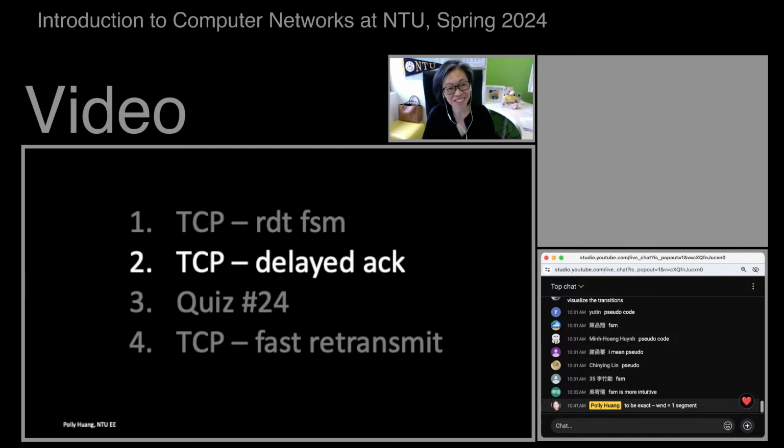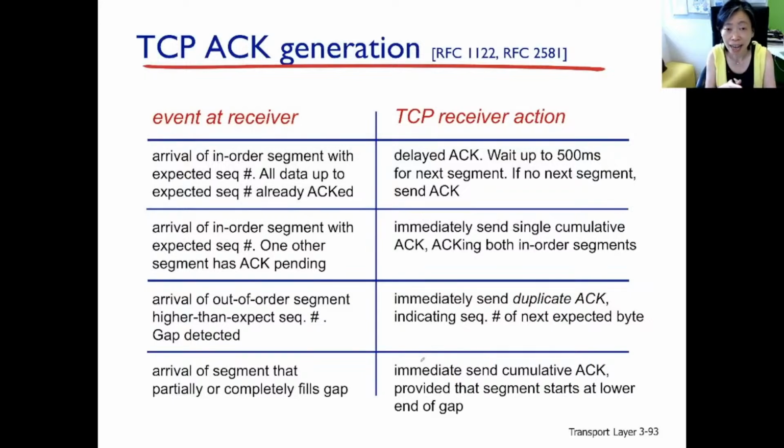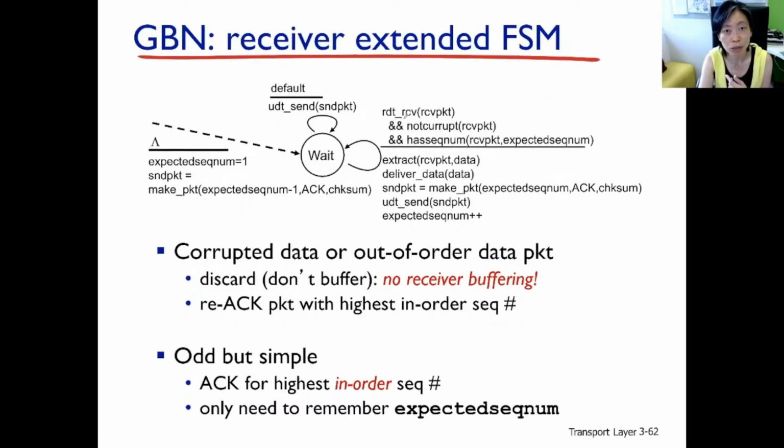All right. This is the delayed ACK. This is the mechanism implemented at the TCP's receiver. Now, in order to contrast TCP's receiver to Go-Back-N's receiver, let's bring back Go-Back-N receiver's finite state machine. And here it is, the Go-Back-N's receiver. There are only two events.